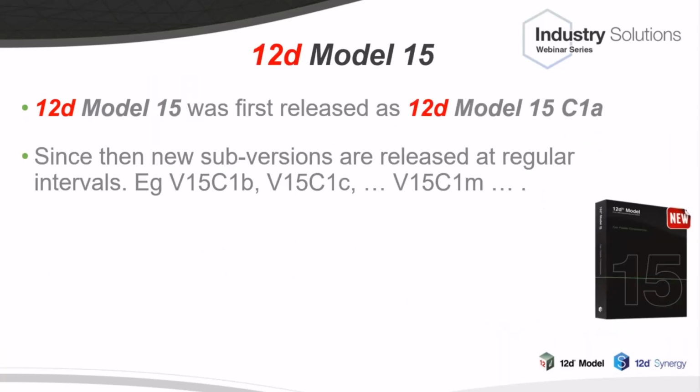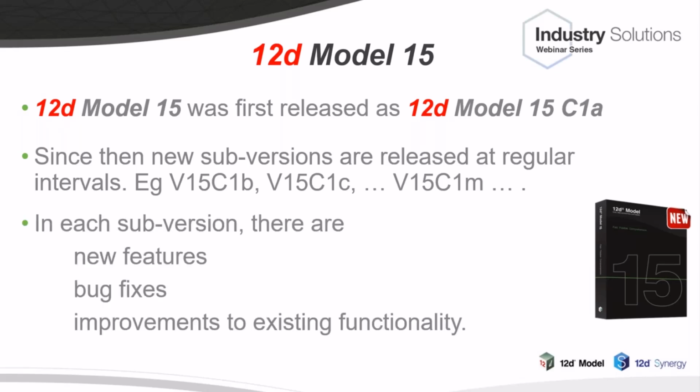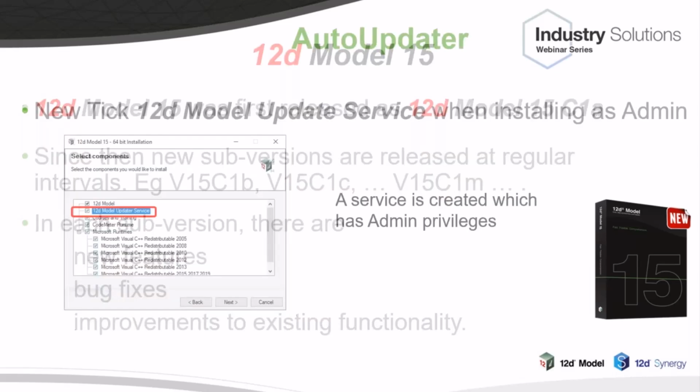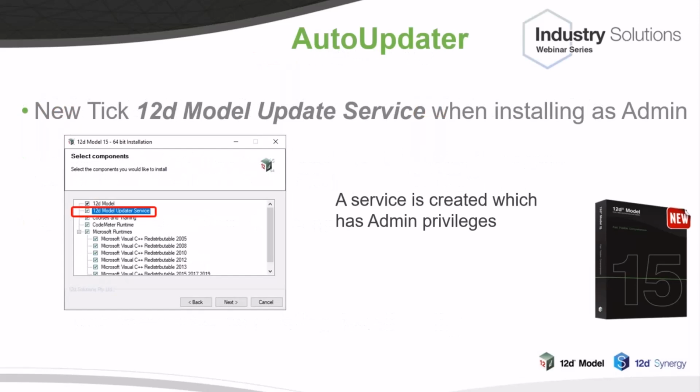Now, 12D Model 15, it was first released as 15C1A, but as we release new sub-versions, which come out regularly, we add extra information to it. We have new features, bug fixes, and also improvements to existing functionality. So you need to be able to update your 12D model fairly regularly. And to help with that, we now have an auto updater.